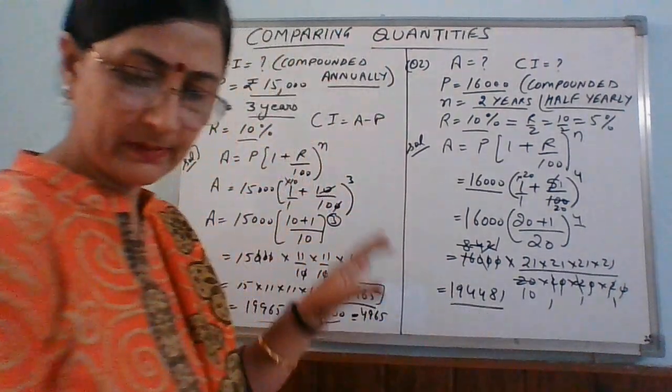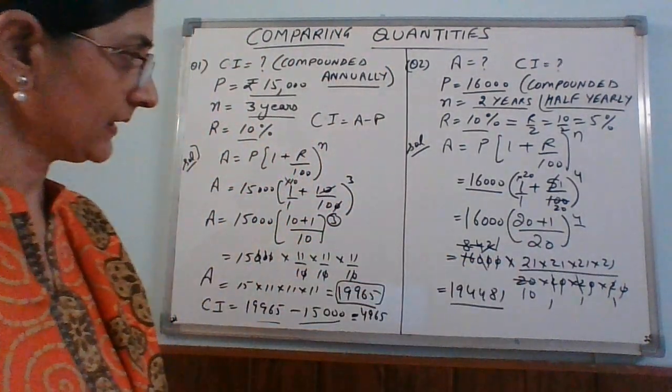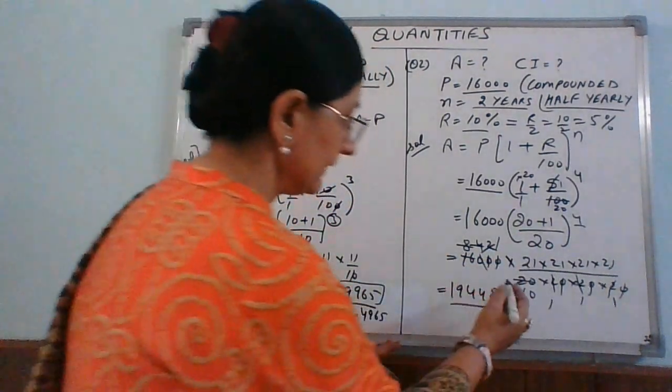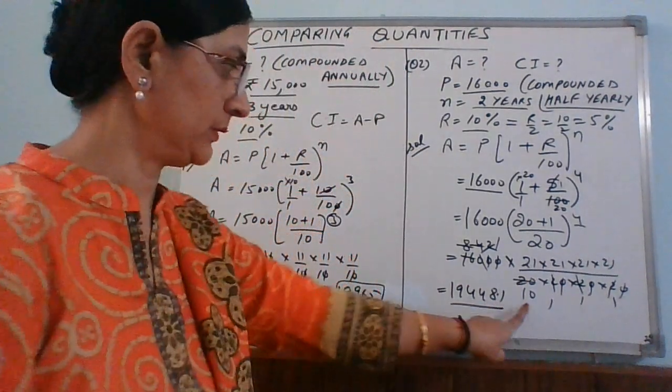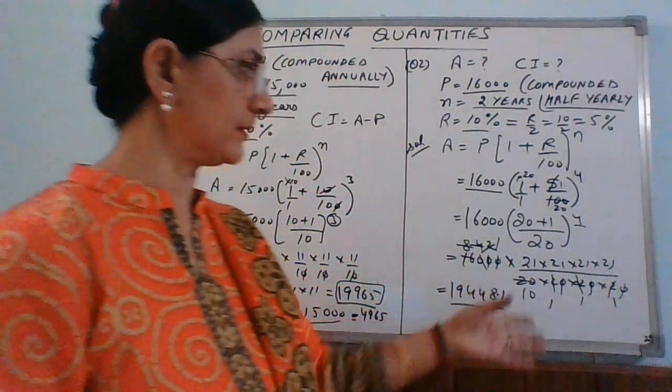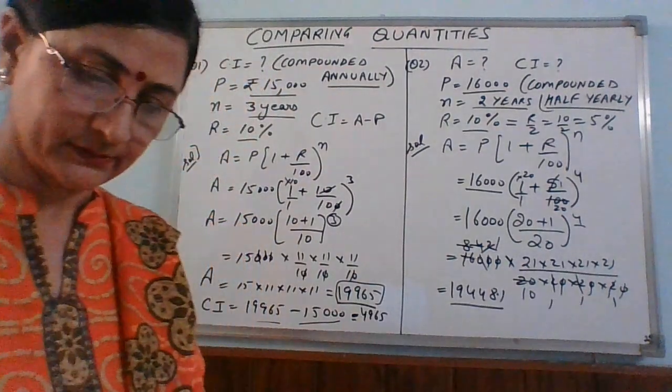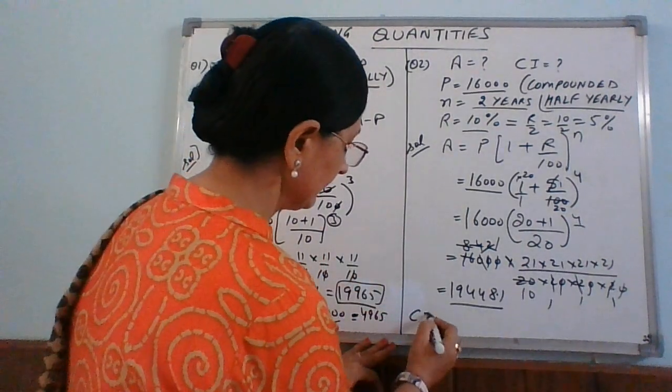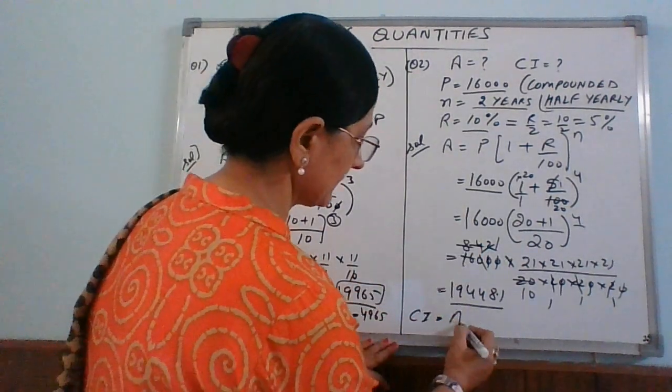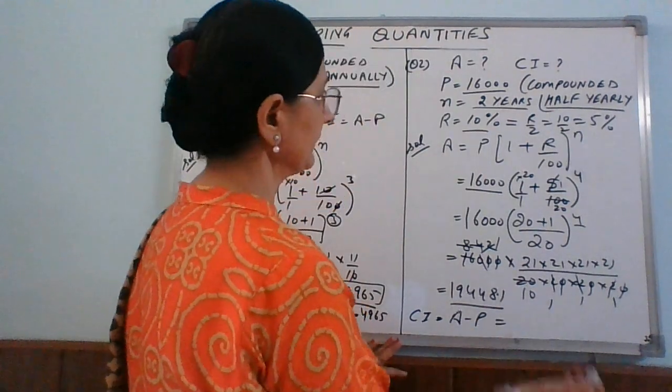1944194481, right? You can multiply all these 21 into 21, and then divide. Put the decimal point for this because there is 10 in the denominator. Then you can find CI. CI is amount minus principal, and you get the answer.